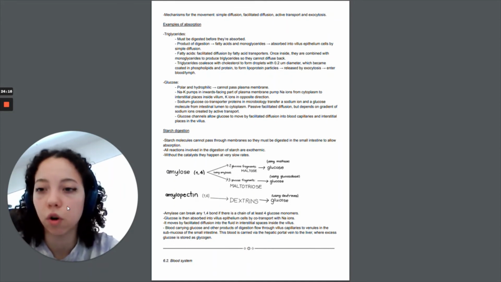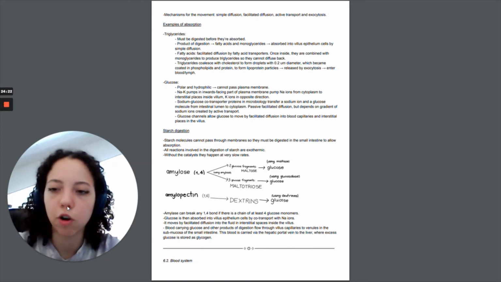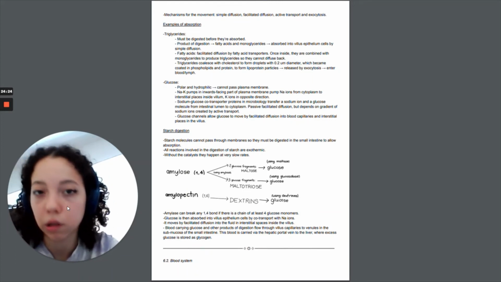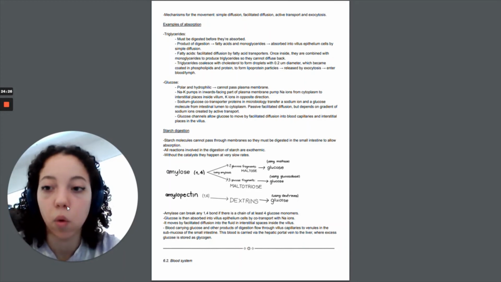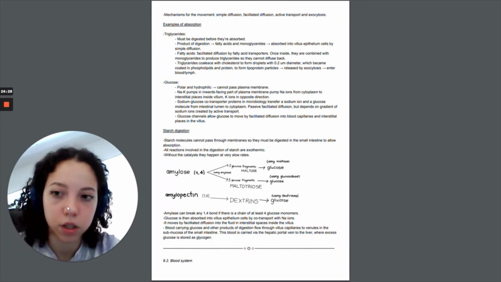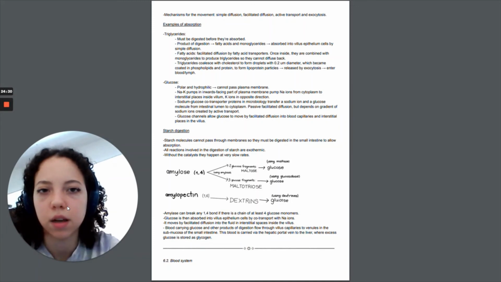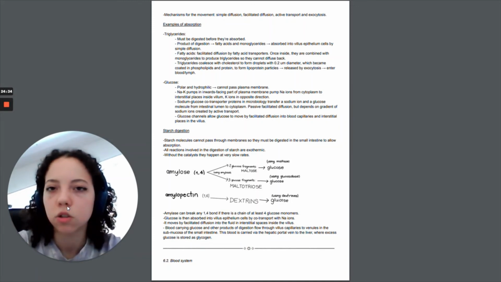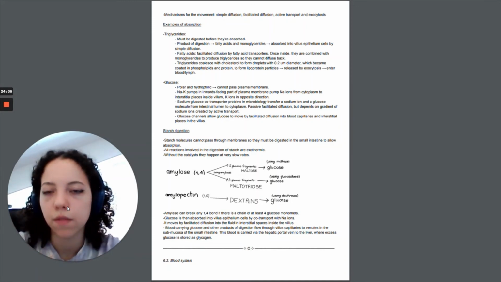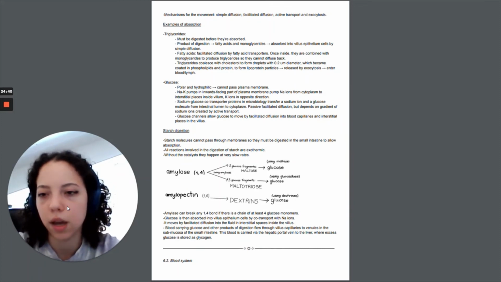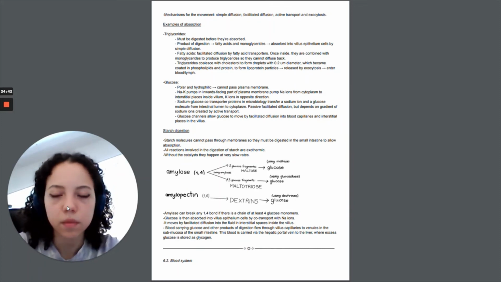The triglycerides coalesce, so mix with cholesterol to form tiny droplets which become coated in phospholipids and proteins to form the famous lipoprotein particles. And this is the way many lipids are transported in our organism. These are released by exocytosis. So we have covered simple diffusion, facilitated diffusion, and exocytosis. And this is how they enter the blood and the lymph.